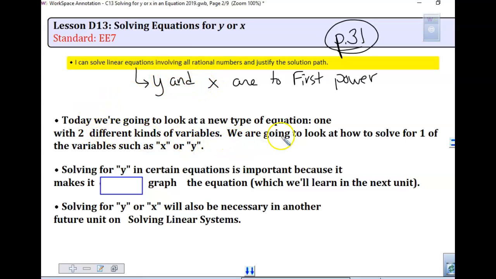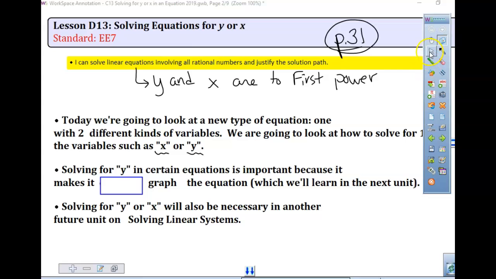So today we're going to look at a new type of equation, one with two different kinds of variables. Up to this point, it's either been an x or a y, only one variable. So today we're going to solve for either the x or the y. When we solve for y, it makes the equation easier to graph. Why is it easier to graph?